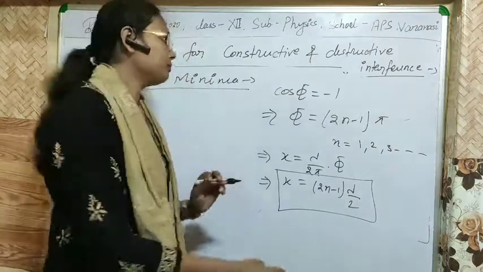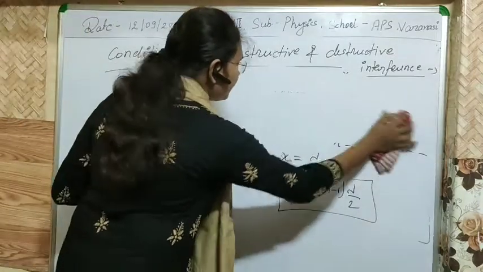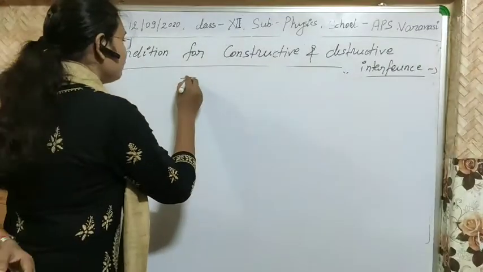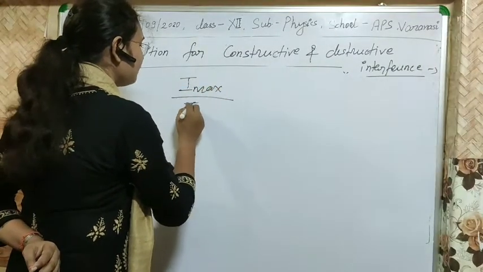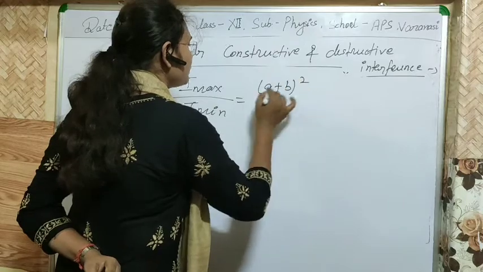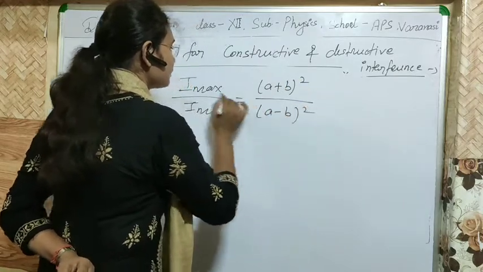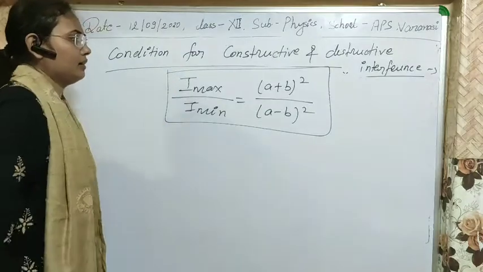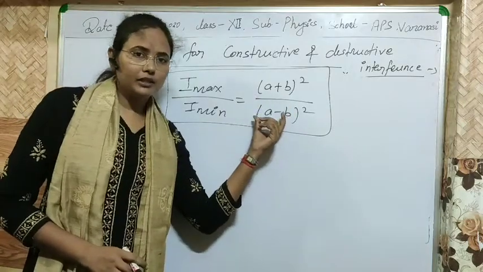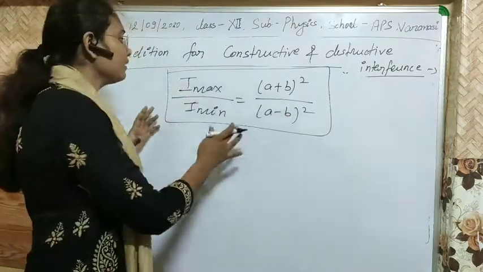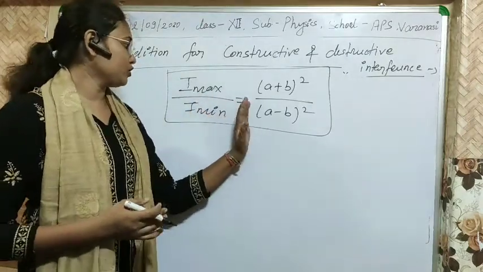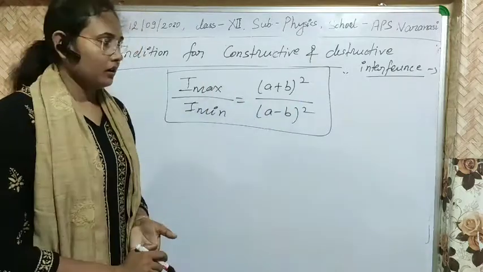Now we can also calculate the ratio of maximum to minimum intensity, which will be I maximum to I minimum, the value of (a plus b) whole square upon (a minus b) whole square. Okay, clear? If we know the individual amplitudes of the light waves, then we can easily calculate I maximum to I minimum, and this will help you to solve numericals in future. Okay.